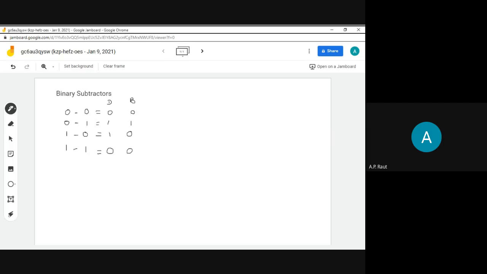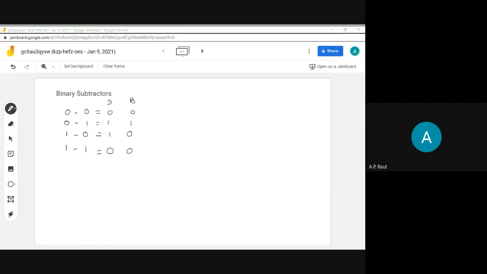So when we use the binary subtractor, there are again two types. First one is the half subtractor and the second one is the full subtractor. Half subtractor is same as the half adder, but the only difference is in the operations. In the half adder we perform the addition, but in the half subtractor we perform the subtraction. So what is the definition of the half subtractor? Anyone?